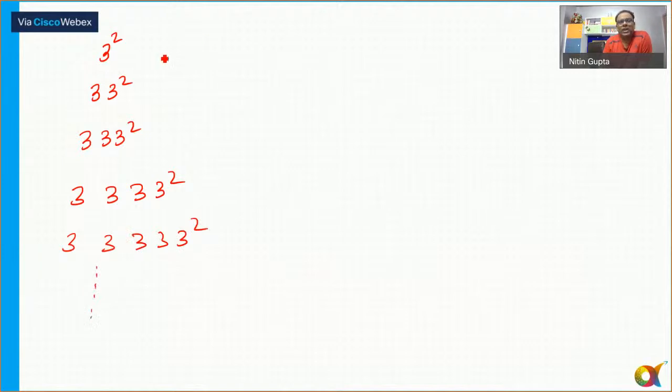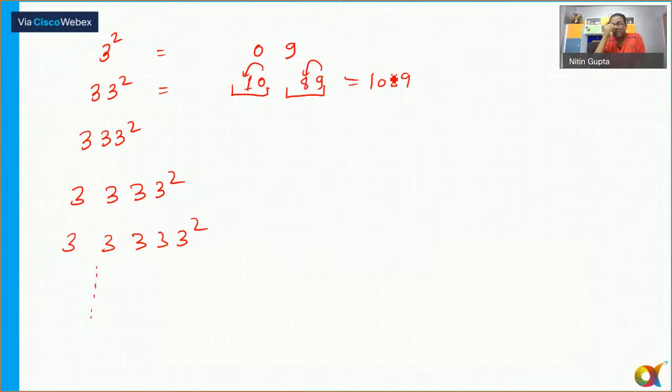So what is that? 3 square is 9. So write down 0, 9. That's it. 33 square: again, make 2 groups here and write down 3 square is 0, 9. Now here 0 plus 1 is 1, and 9 minus 1 is 8. So it is basically 1089. It will behave in a similar pattern as 9. The way we have done it for 9, जैसा 9 का pattern था वैसा ही इसमें भी pattern आएगा.